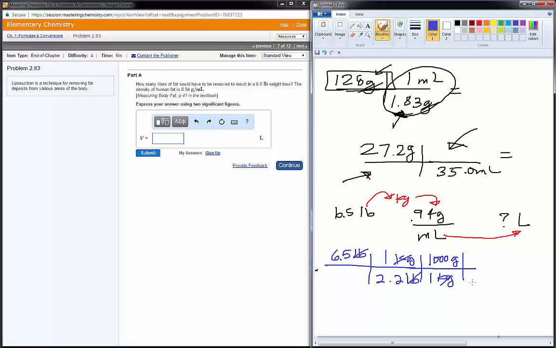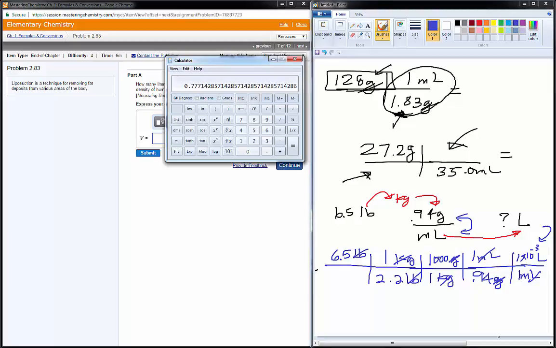And now I'm going to put the grams on the bottom, 0.94 grams in 1 milliliter. That way my grams cancel. I can flip this upside down or right side up at will. I can put those units wherever I want them, wherever I need them. And next, from milliliters to liters, 1 milliliter is 1 times 10 to the negative 3 liters. All right, so milliliters cancels, and I'm left with units of liters. And now I can just plug this in.